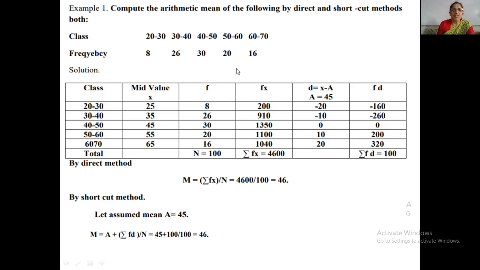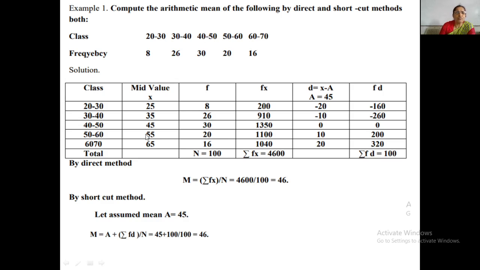We will have both the methods, that is, first method is direct method and the second one is shortcut method. Suppose we have classes, say 20 to 30, 30 to 40, 40 to 50, 50 to 60, 60 to 70, and these are the class frequencies. Class frequencies are nothing but observations. In between 20 to 30 there are 8 observations in this particular class interval. There are 30 observations having value in between 40 to 50.